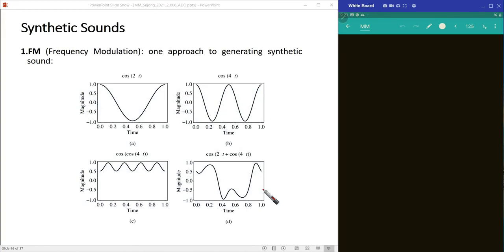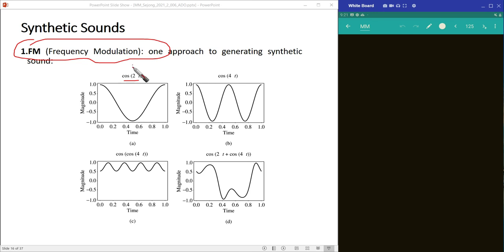Now let's talk briefly about how we can make synthetic sound. I already told you these things. This is basically mathematical and geometrical manipulation in synthetic sound. The very first method is frequency modulation, okay, for generating synthetic sound. For example, let's say this is cos 2t. You see, this is simply a cosine wave.